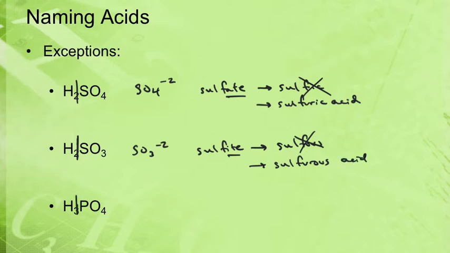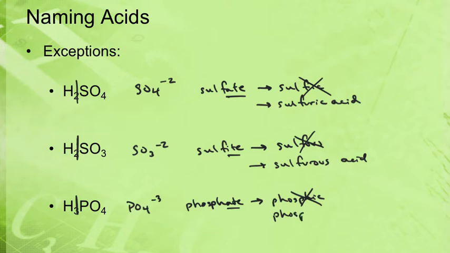H3PO4, split off the hydrogen. PO4, it's got a -3 charge. That is a phosphate ion. And you might think that that changed to phosphic, which is not correct. You've probably heard of this one before. This is phosphoric acid. It's in Coca-Cola. If you go grab a can of Coke and look on the side at the ingredients, it'll probably say phosphoric acid on it. This bottom one is included because you have to watch out for these.